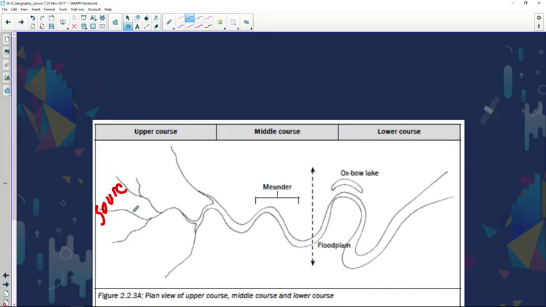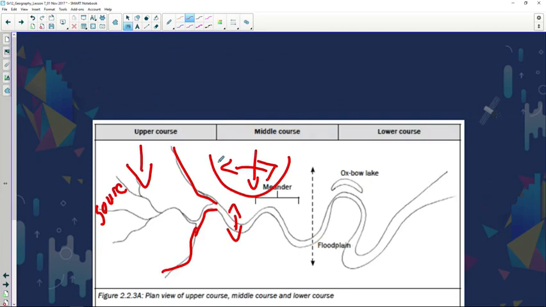As this river flowed downwards to the middle course, as you can see over here, look at what happens over here. The river widens. Why? Because the volume of water increases because of the tributaries joining this main river. So over here, only downwards erosion. As you can see, the river widens over there.